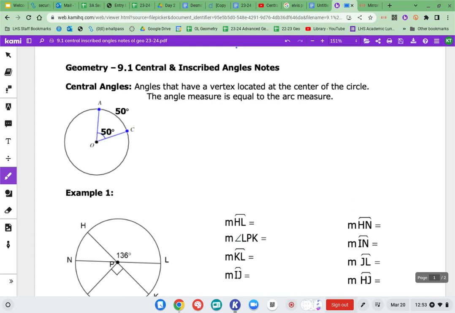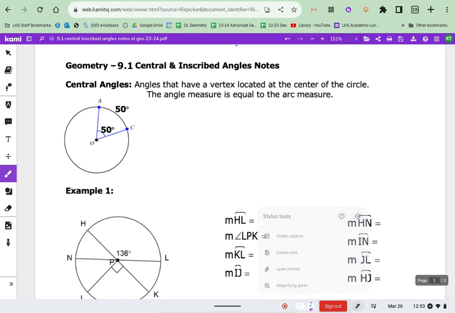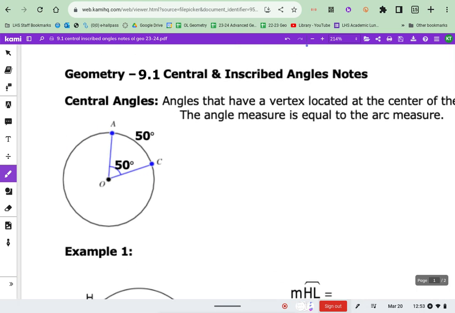One is going to be what we call central angles, and the other one will be inscribed, which you guys saw in your vocab sheet last time. But this time we're going to talk about finding out measures and things like that. So first up is central angles.